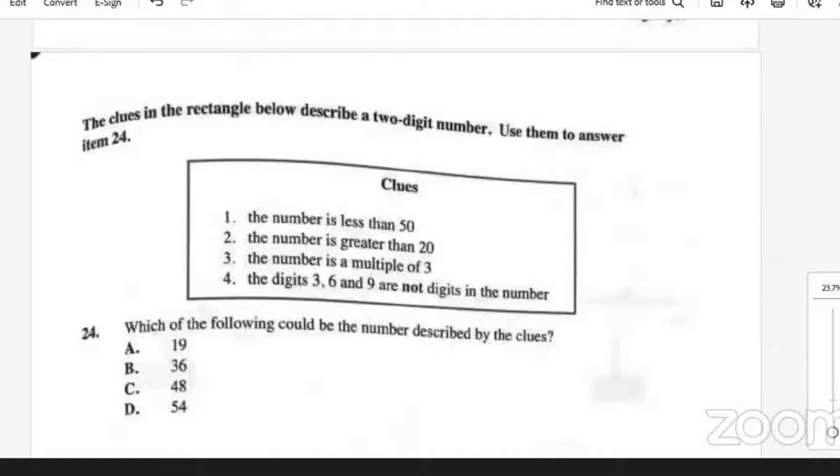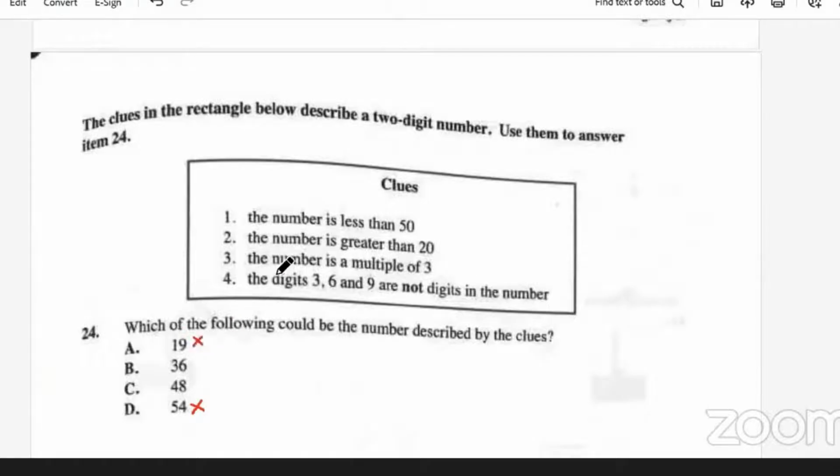All right, so the clues in the rectangle below describe a two-digit number. Use them to answer item 24. All right, so we don't know what the two-digit number is, but we are given some clues. They said the number is less than 50. If the number is less than 50, this can't be correct. All right, let me do that better. This can't be correct. And they said the number is greater than 20, so it can't be 19 either.